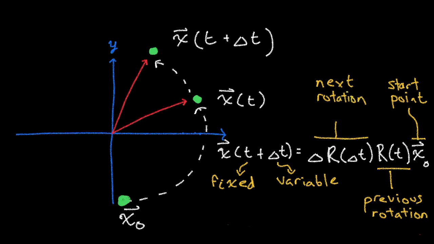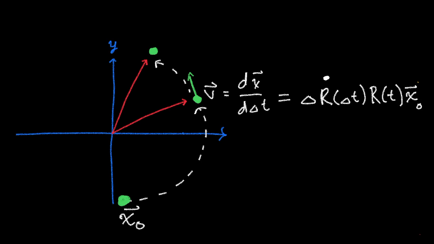And just like before, we're going to take the time derivative of this whole thing. So here's our velocity. The velocity of our point on the segment between x at t and x at t plus delta t is given by the time derivative of x with respect to delta t. Remember, this was the only variable we had left. We get our standard thing now, which is just the time derivative of delta R times our constant rotation R at t times our starting point, x sub 0.